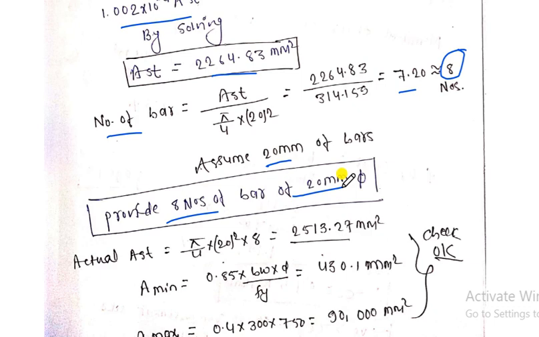So we need to calculate the actual Ast. So pi by 4 into 20 squared as the diameter of the bar, and the number of bars we are using is 8. So the actual Ast is 2513, ultimately 2514. So we need to check whether this actual area of steel is correct or not.